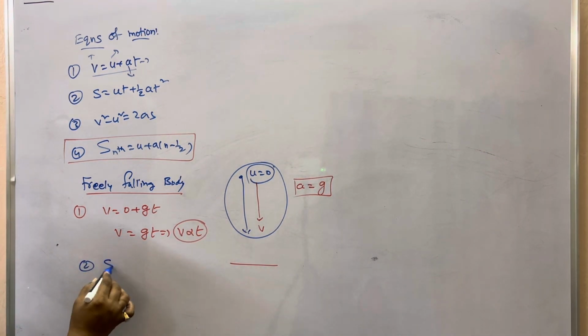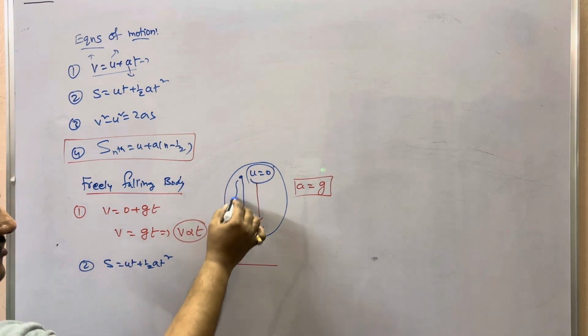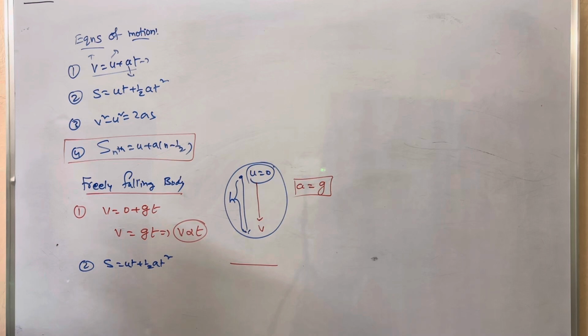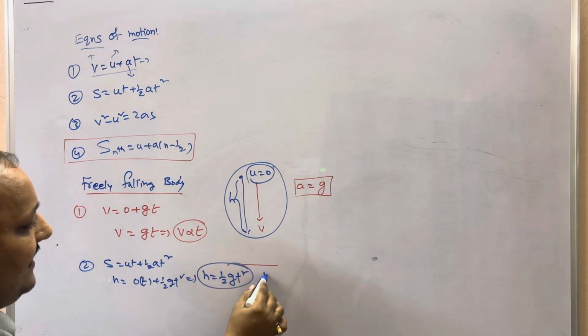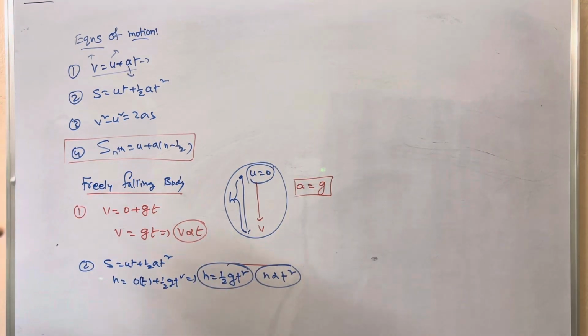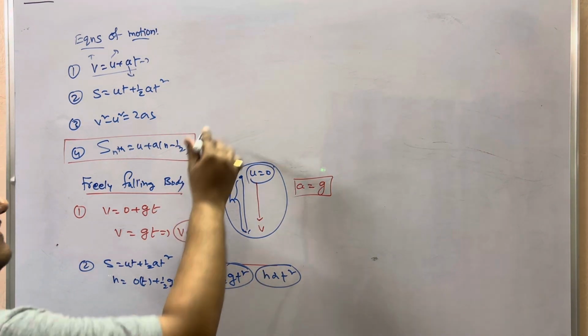Second equation of motion, S is equal to ut plus half at square. How much distance is it covering? Height H. Therefore H is equal to 0 into t plus half gt square, so H is equal to half gt square. H is directly proportional to t square. Correct?